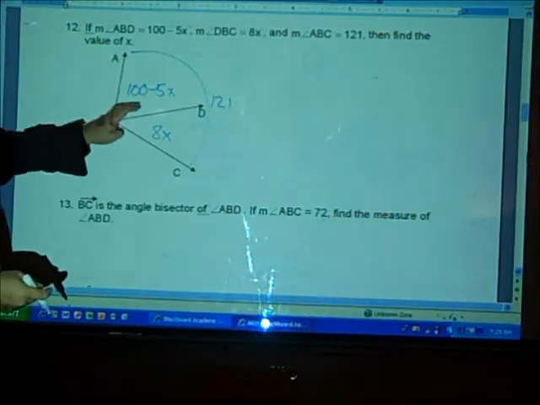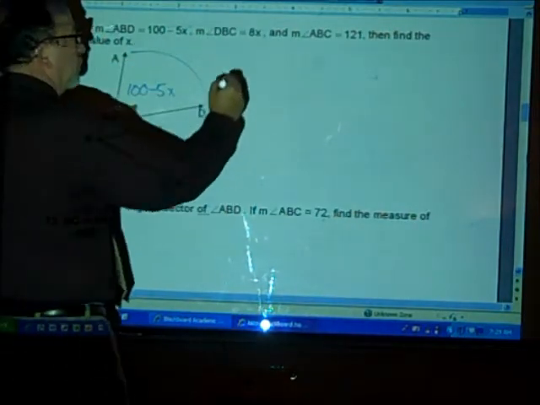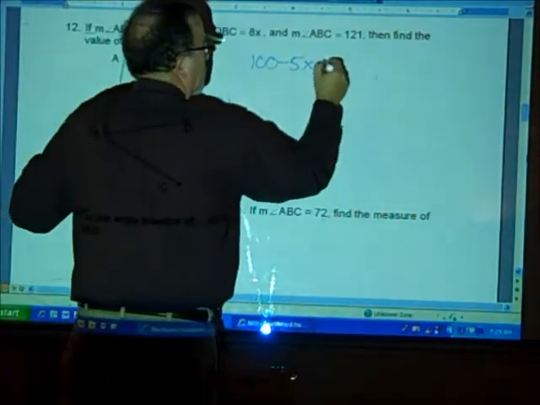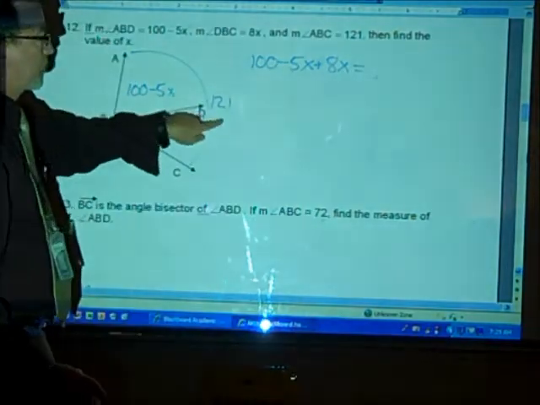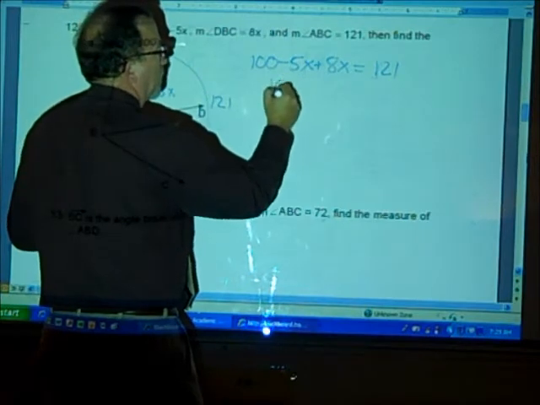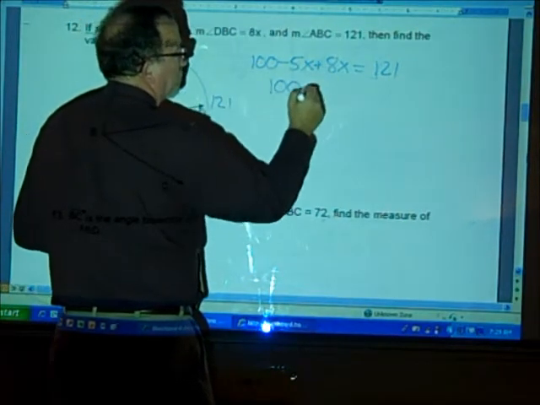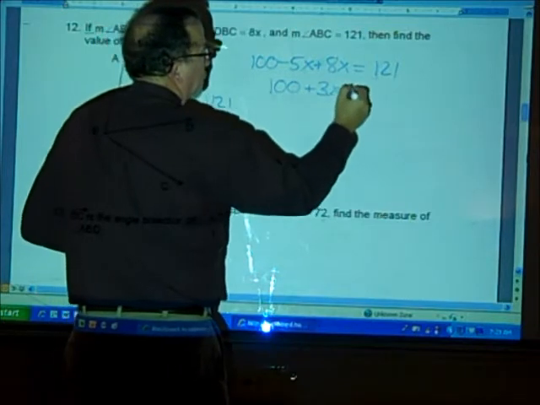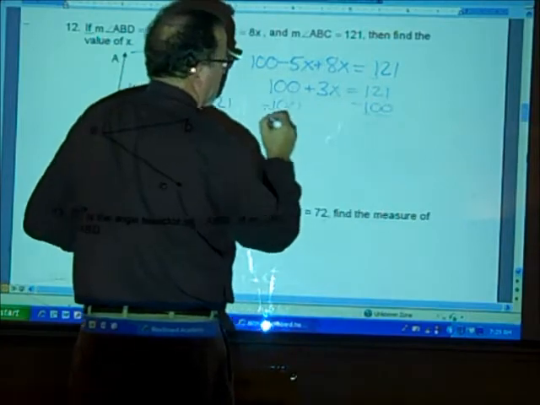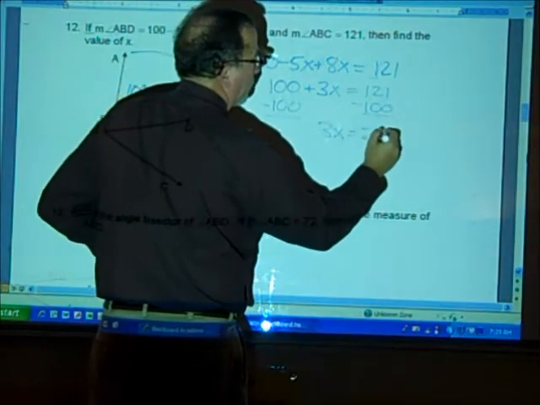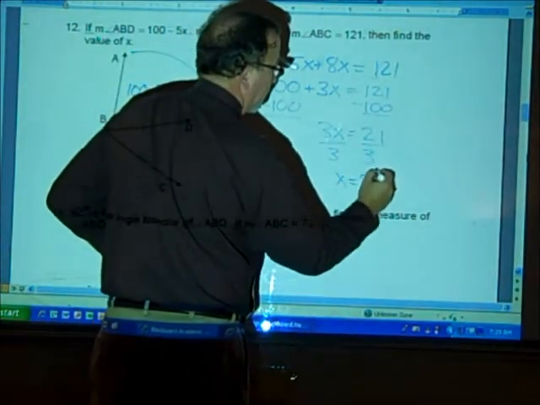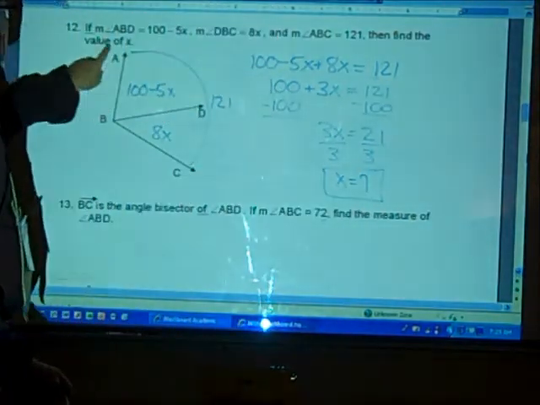Well, we know from the angle addition, if we add these two angles together, it'll give us the whole thing. So we're going to do 100 minus 5x plus 8x equals the whole thing, which is 121. We're going to combine like terms, so that gives us 100. Negative 5 and a positive 8 is plus 3x equals 121. Subtract 100 from both sides. 3x equals 21. Divide by 3. X equals 7. Is that what we had to find? Yes, we're done.